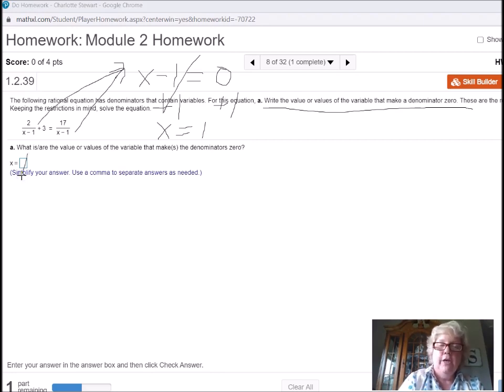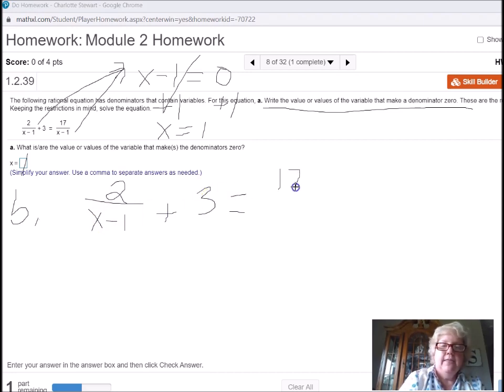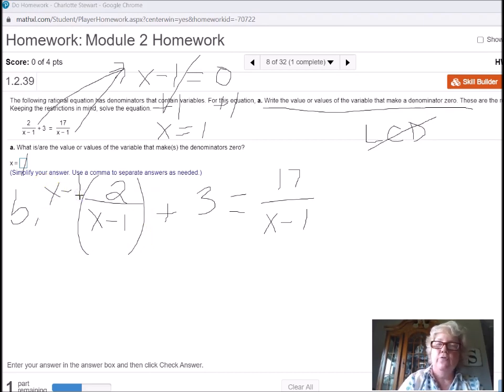Once you type that in and check your answer, part B will pop up. And that's where you actually solve the original equation. The original equation is 2 over x minus 1 plus 3 equals 17 over x minus 1. Whatever is in the denominator here, I can use as my LCD that will cross cancel out. So x minus 1 will be placed beside the first fraction. Notice it will cross cancel, leaving just a 2.